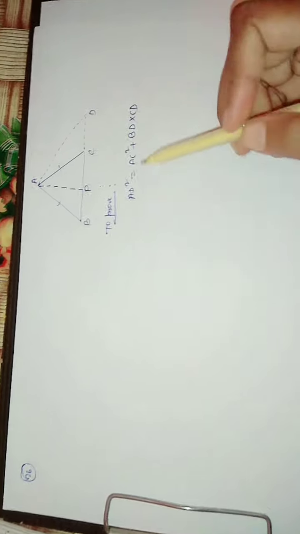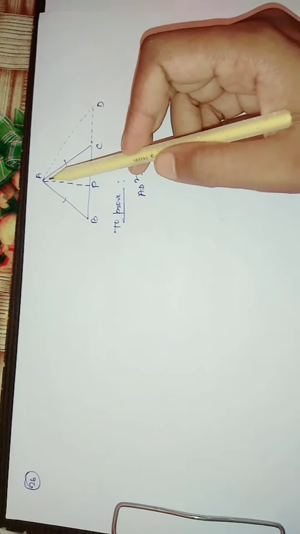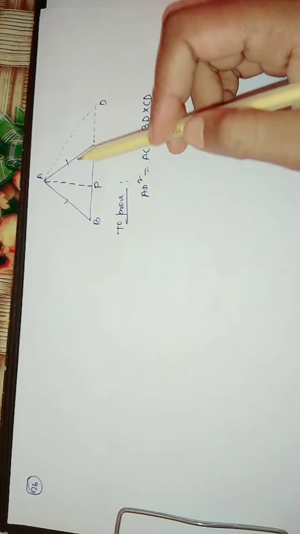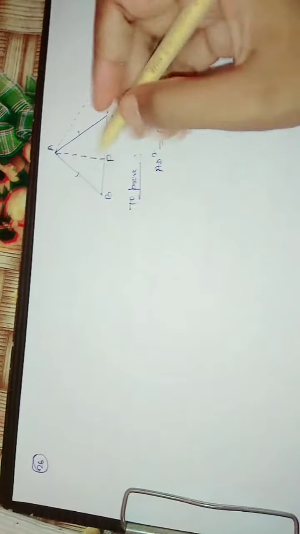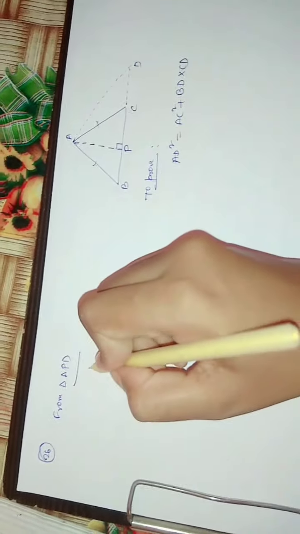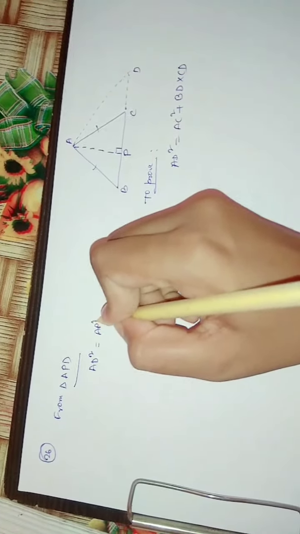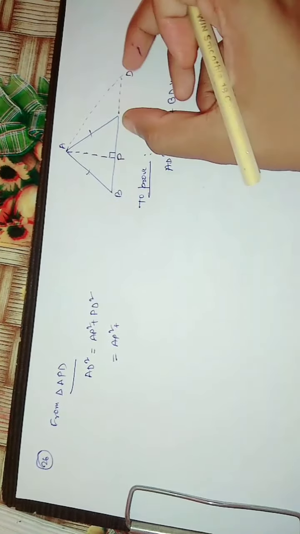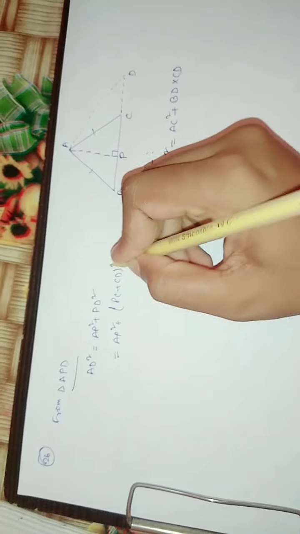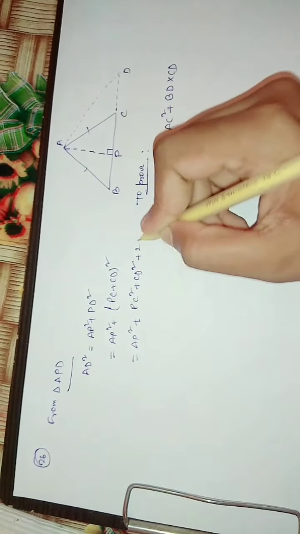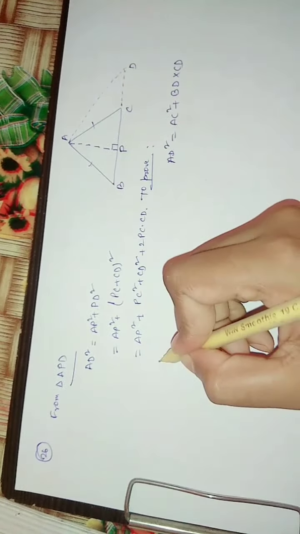Okay, in 26 you have to prove this one. It has been said that ABC is an isosceles triangle. BC is produced to D, and we are adding a construction, that is AP perpendicular to BC. Now consider the triangle. From triangle APD, you can write AD square equals AP square plus PD square. Now PD square can be written as (PC plus CD) whole square. Expand it using the (A plus B) whole square formula to get PC square plus CD square plus 2PC dot CD.